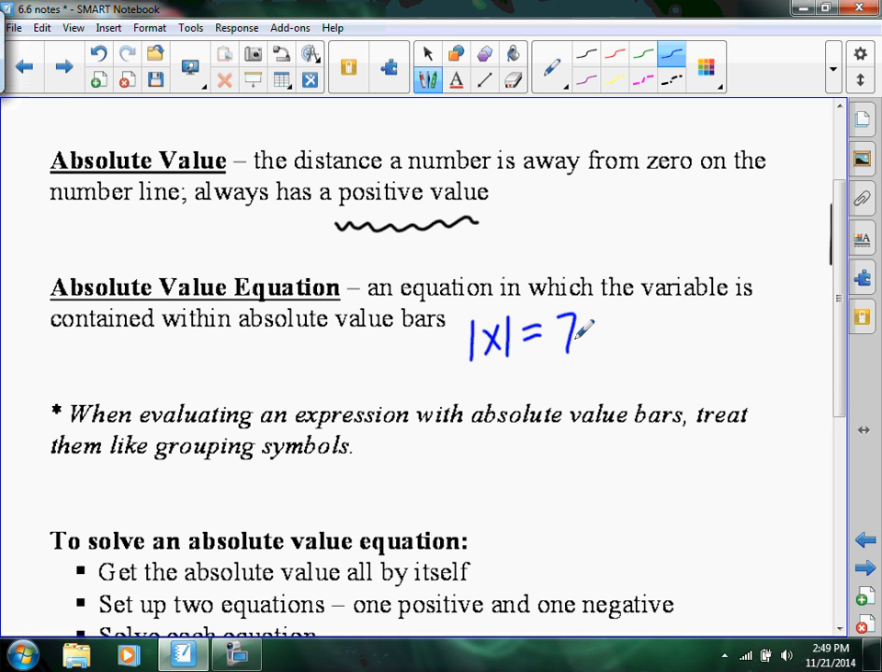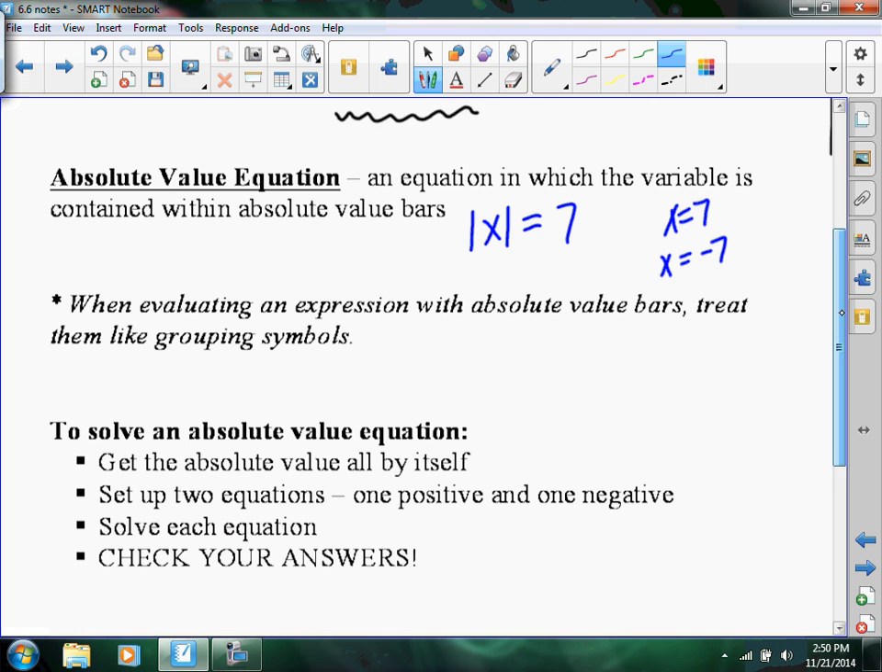So basically, when we're solving that type of a problem, you have to ask yourself what number would be substituted in there for x that has an absolute value of 7. So there's really two answers because 7 is 7 units away from 0 and negative 7 is also 7 units away from 0. And remember, that's the definition of absolute values, how far a number is away from 0. So when we're dealing with absolute value equations, we're going to get two answers.